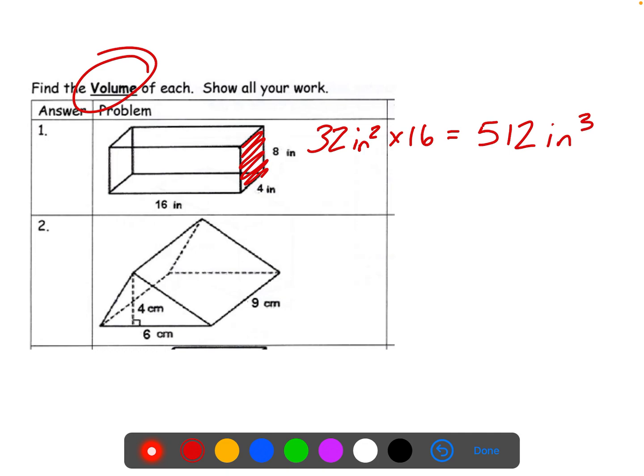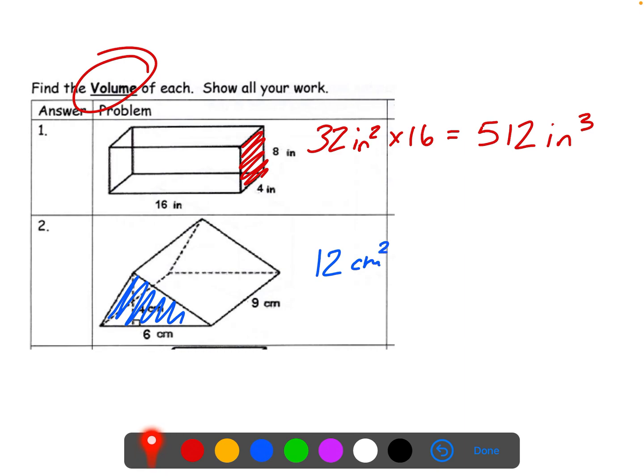For the next one, we've got to find the area of the base, which is a triangle. That triangle has a base of 6 centimeters. It's 4 centimeters tall. We're going to multiply the base of the triangle times the height of the triangle, and then take half of that, divide it by 2. So 6 times 4 is 24. Half of 24 is 12. So the area of this base is 12 square centimeters.